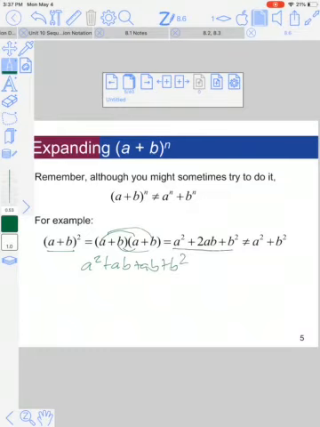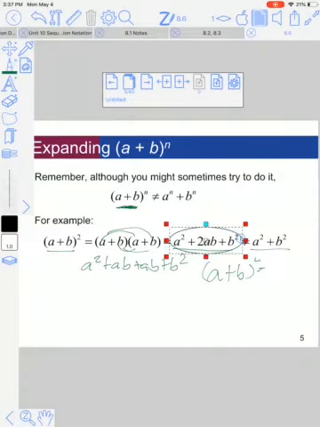Now be careful. A lot of students make the mistake that they think they can take (a + b) to the n, in other words, they could take (a + b) squared and just write a squared plus b squared. And that's not true. As you can see, this is the answer we want, and this is not the answer we want. So you can multiply it out. However, it could get a little tricky the more you do.